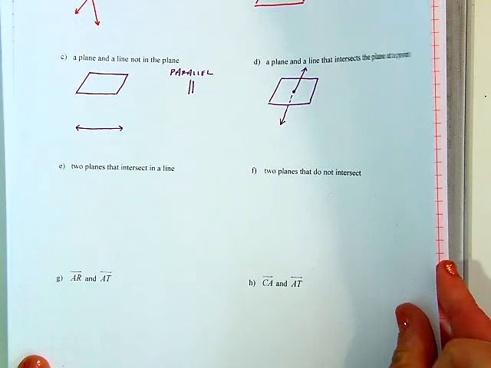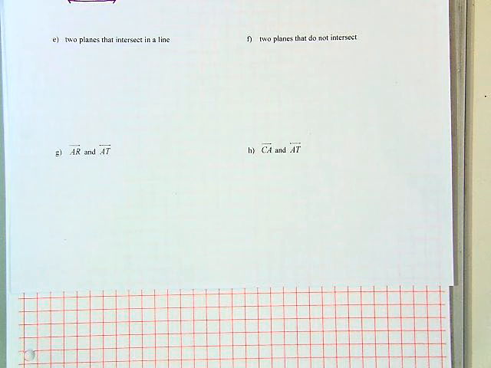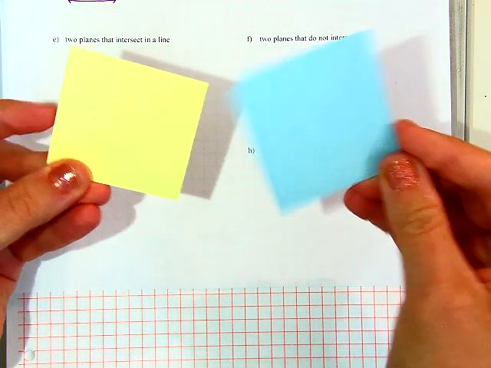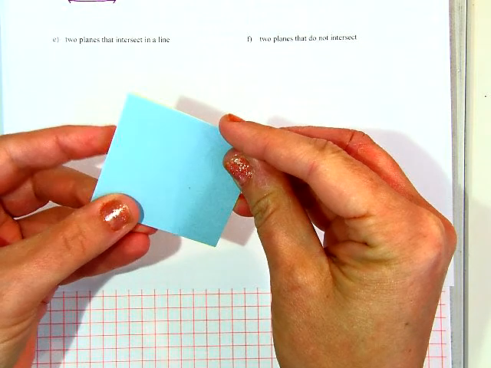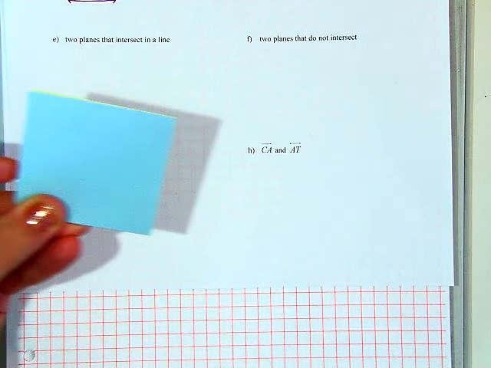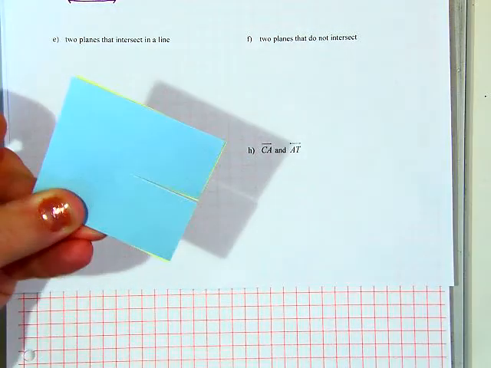two planes that intersect in a line. Okay, so two planes that intersect in a line. So I'm going to take two planes like this. Here are two planes. I've made them two different colors. I'm going to make a cut about halfway right here, halfway across. So just like that, and then I'm going to stop.